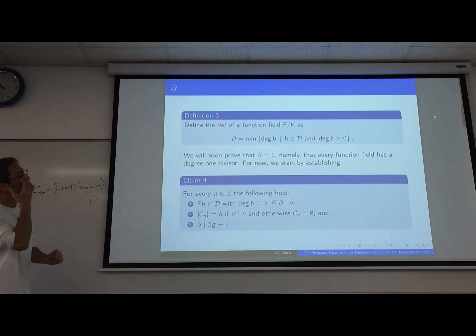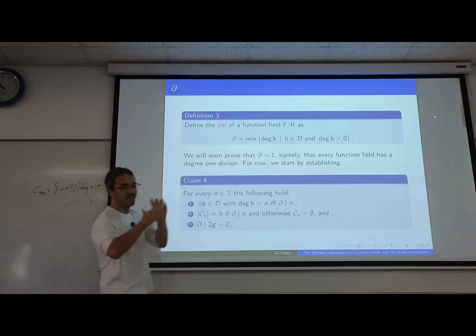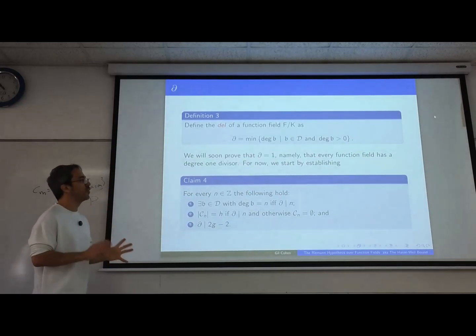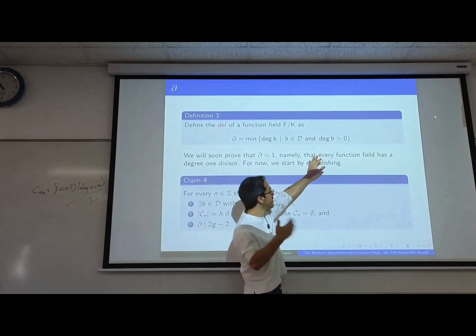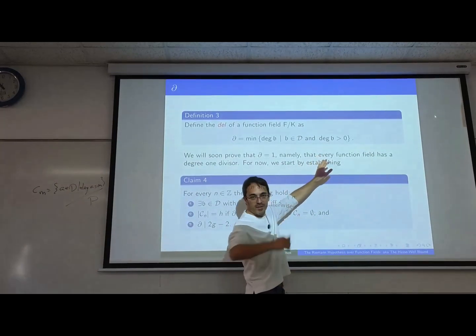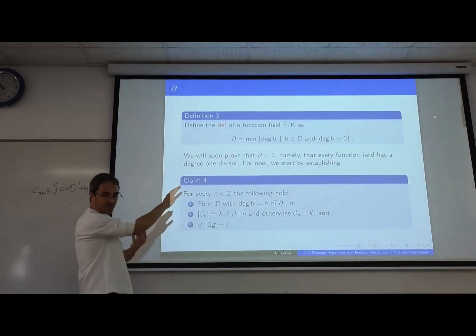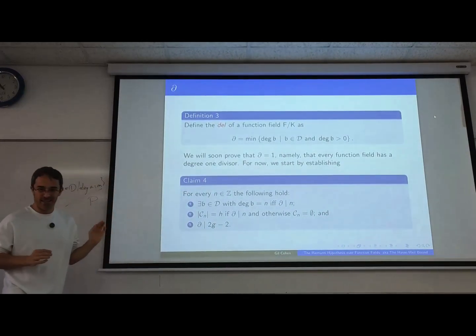So the del, I think it's called the del. I don't know, but I think so. The literature is kind of inconsistent, but the del of a function field is going to be the following. I'm looking at all divisors of positive degree. Positive means not that the divisor itself is positive, just the degree is positive. And I'm asking what's the minimal degree I can get like that.